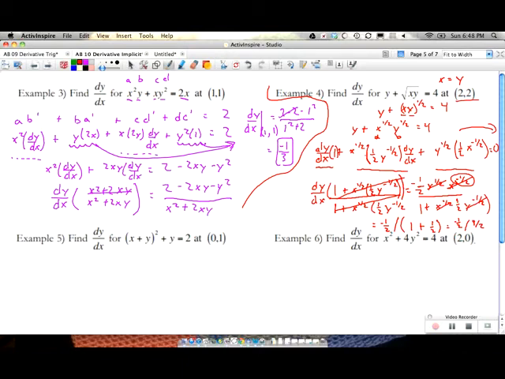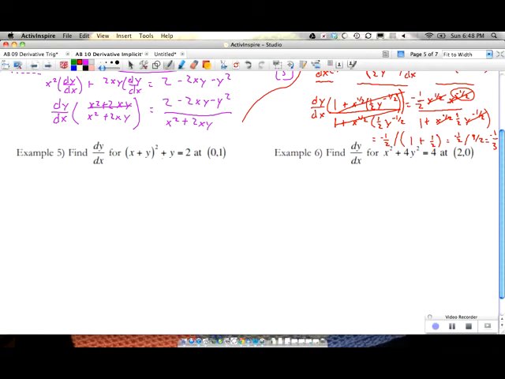Now if I were to simplify all that, what would we get? Negative 1/3. Lots of fractions and stuff going on there, but that's what you would eventually wind up doing. All right, let's look at this next one.